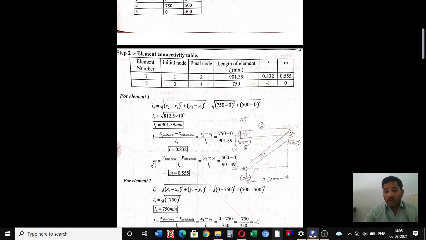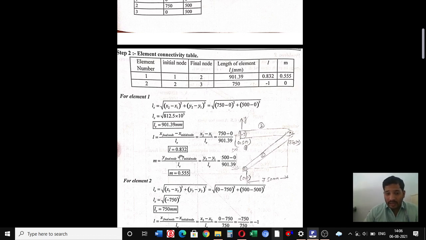So M is also called sin theta, and L is also called cos theta. M is equal to y final minus y initial by LE. So y final minus y initial is y2 minus y1 by LE. Here y2 is 500 minus 0, divided by the LE value we got, 901.39 mm. If you divide, you will get M is equal to 0.55.